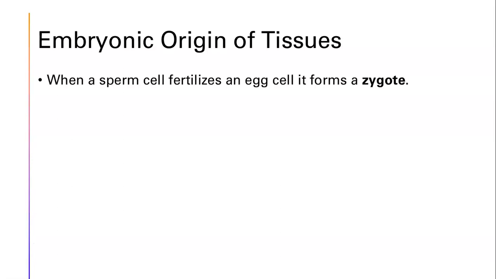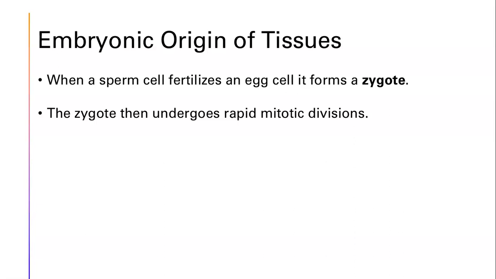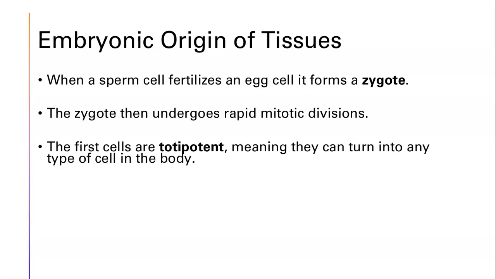So let's talk about that embryonic origin. The embryonic origin of tissues is actually kind of a simple thing, but it might sound a little daunting at the start. But when a sperm fertilizes an egg, it forms what is called a zygote. A zygote is a fertilized egg. That zygote then undergoes rapid mitotic division. So we just talked about the cell cycle. And so when a sperm fertilizes an egg, it rapidly starts to divide.